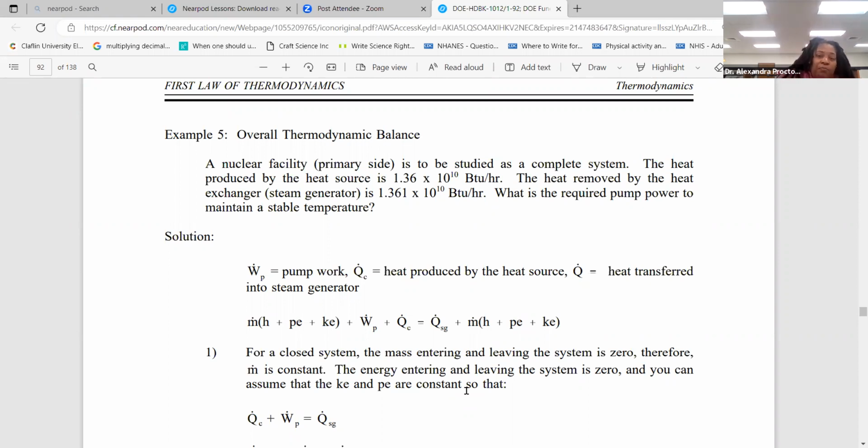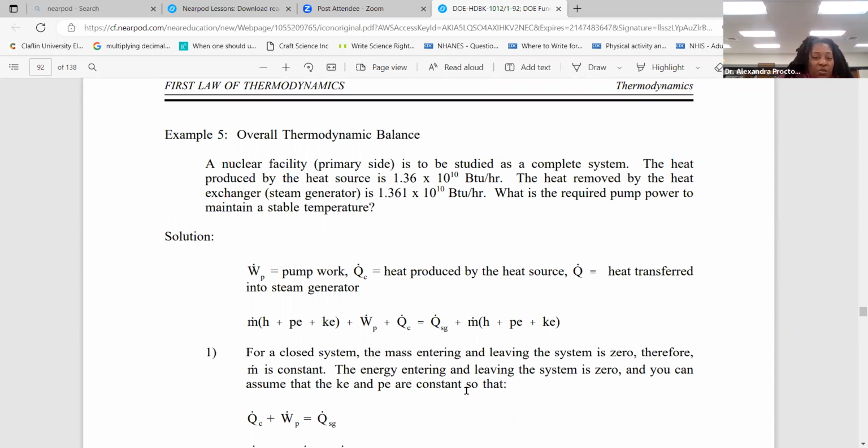And so what is required? What is the required pump power to maintain a stable temperature? So W sub P is pump work, Q sub C is the heat produced by the heat source, and then Q sub SG is the heat transfer from the steam generator.